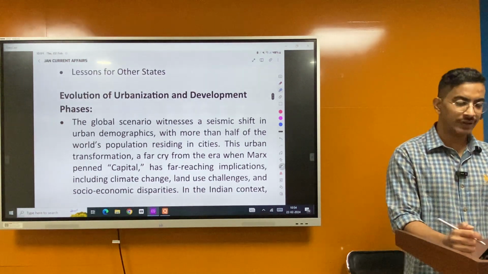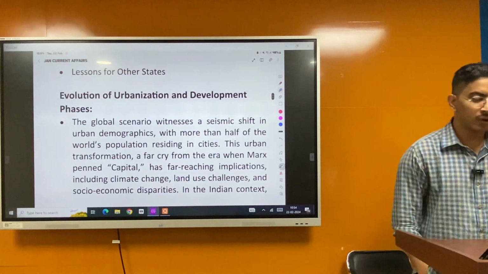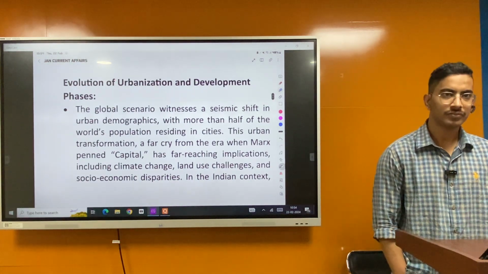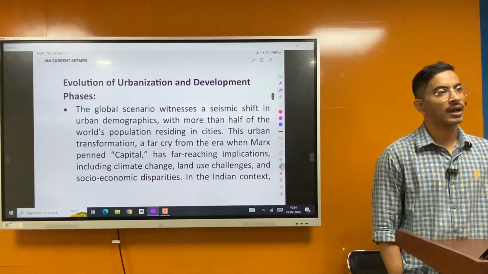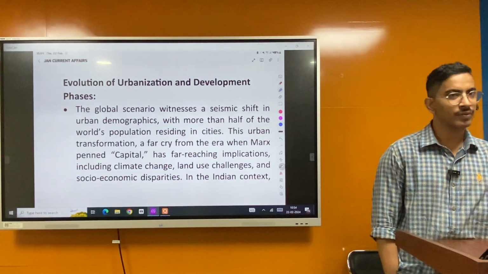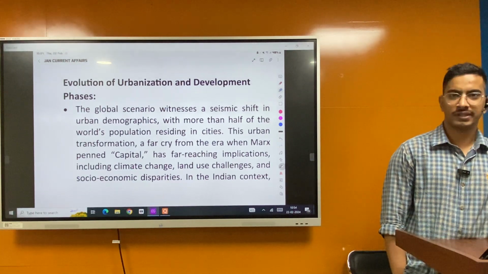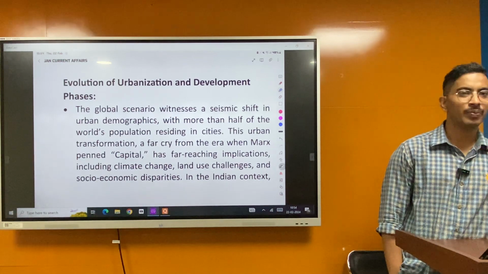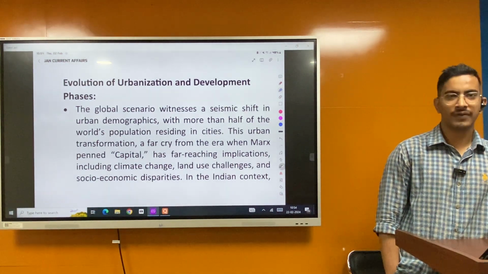The global scenario witnesses a seismic shift in urban demographics, with more than half of the world's population residing in cities right now. It's a growth engine. Cities are important. As I've given you that data, 65% of GDP is produced from the cities. They are the contributors. So this is why we need more cities. But at the same time, there should be a balance. It should not be at the cost of environmental pollution or your own life.